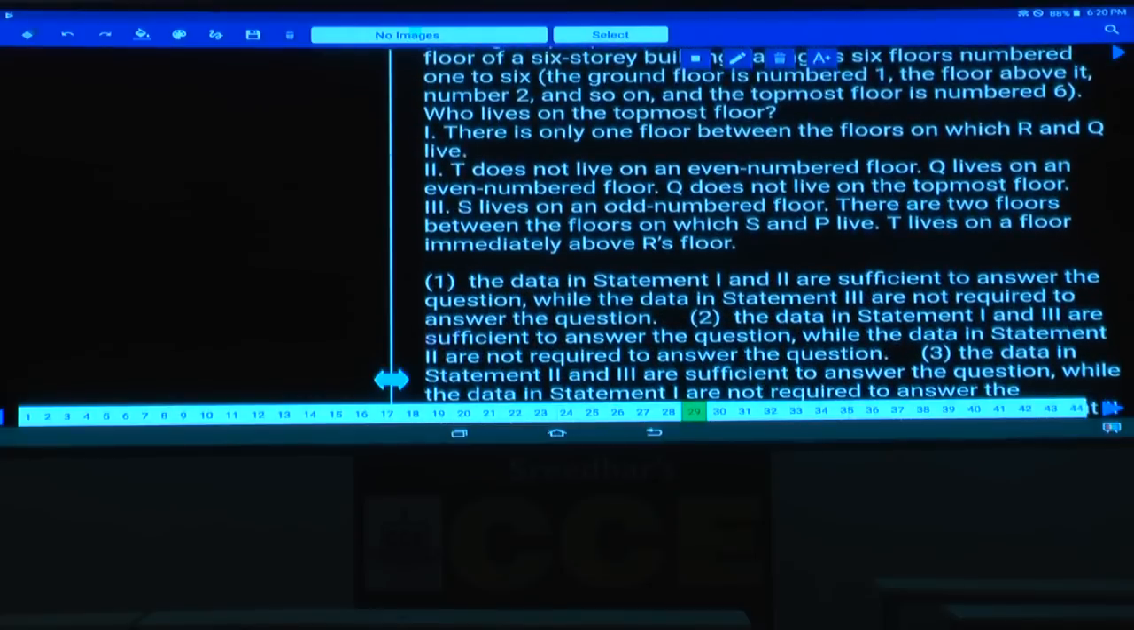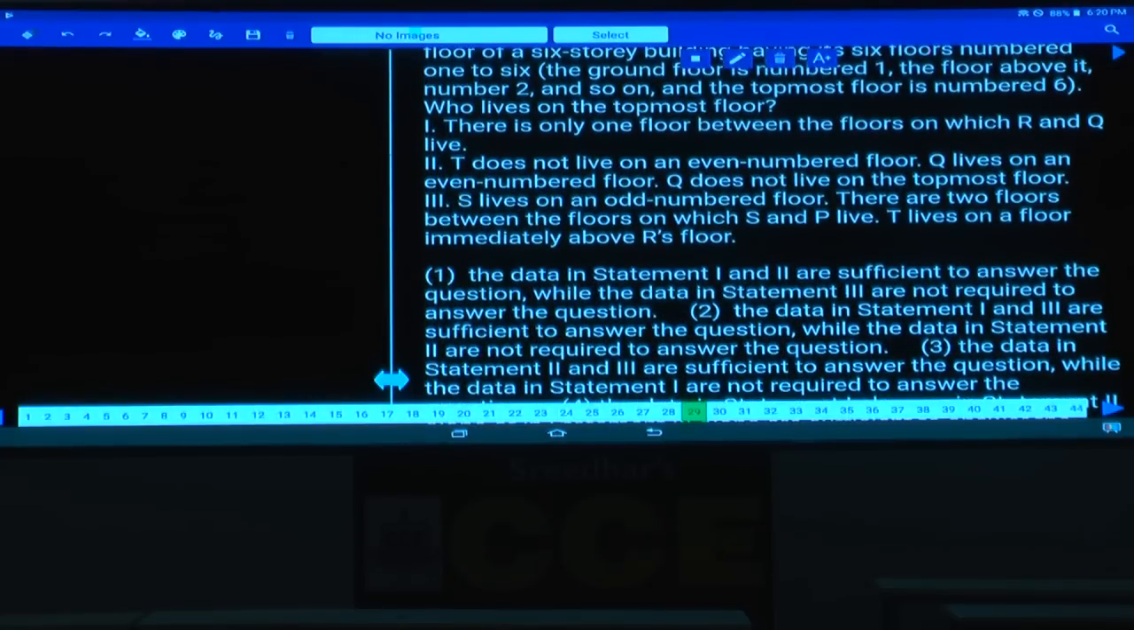Now the question is about who lives on the topmost floor. There is a choice: either 1 alone, 2 alone, or 3 alone, isn't it? Let us check with 1 alone whether we are getting the answer or not. There is only one person between the floors of R and Q, and the person who is living on the 6th floor, the topmost floor, we cannot determine, isn't it?